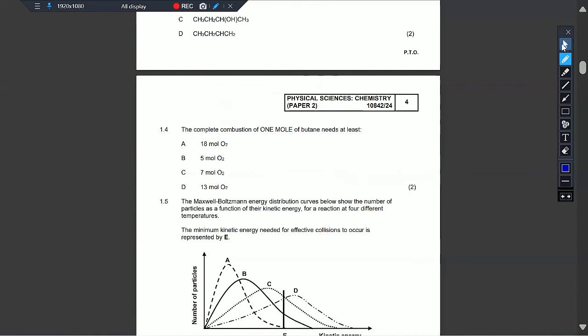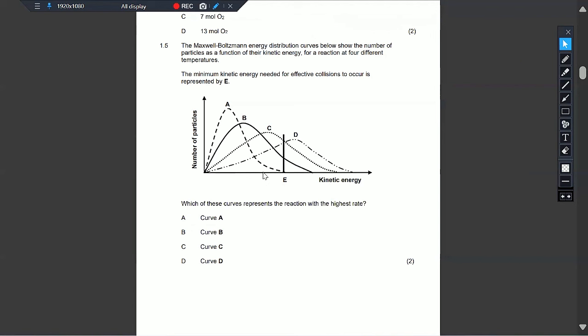And then 1.5 says the Maxwell-Boltzmann energy distribution curves below show the number of particles as a function of their kinetic energy for a reaction at 4 different temperatures. And then the minimum kinetic energy needed for effective collision to occur is represented by E. So we know that to be the activation energy. Now they're asking which one of these curves represents the reaction with the highest rate. If we want the reaction with the highest rate, we are looking for the curve that has the largest area under its graph, right? So the largest area after, obviously, the activation energy. And as we can all see here, that's option D. So that's curve D.